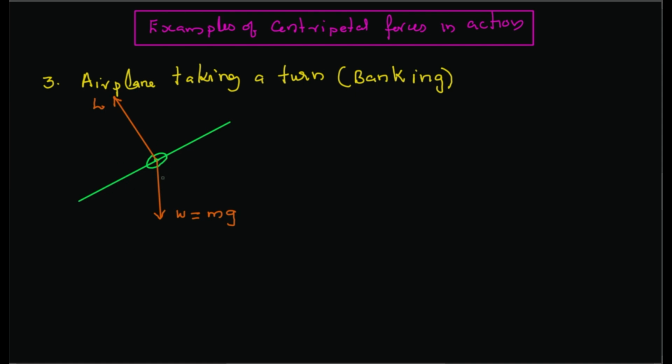Now, as a result of these two forces, there should be a net force acting toward the center of the curvature. Let's assume that the airplane is turning in this direction. So the center of curvature comes somewhere here on the left side. I can mark it as C. This is the center of curvature of the turn.